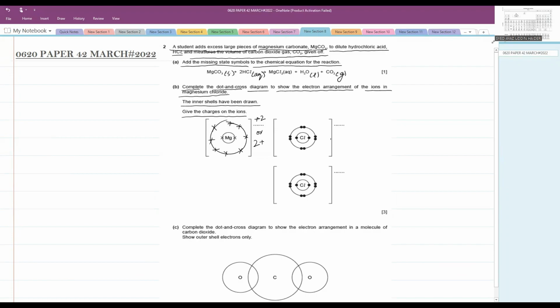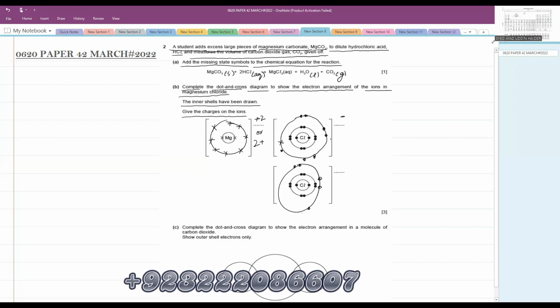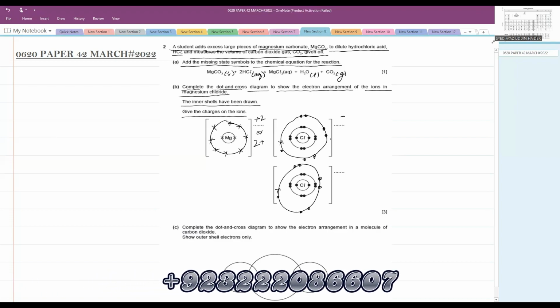In case of both chlorine or chloride ions, show 7 outer electrons with dots and 1 with a cross, as it is coming from the magnesium ion. Put a minus here. This one. Put the charge.